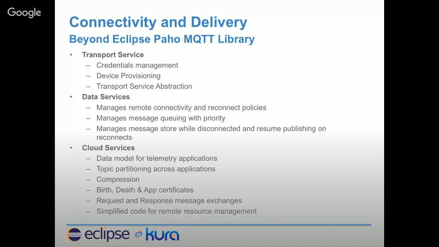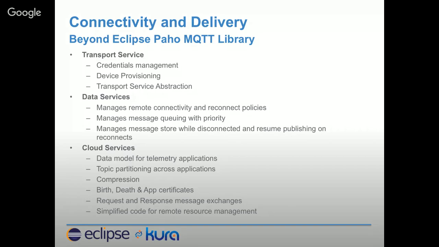Compression. If we're talking cellular, we're talking GSM type connections, bytes matter, right? So you want your transmission to be as efficient as possible. So we use Google protobufs as a way to efficiently serialize the data before sending it out of the device.